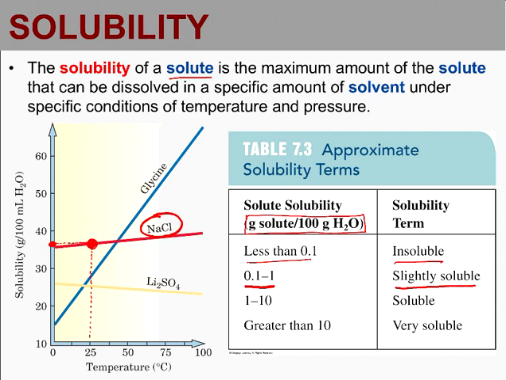If we have 1 to 10 grams that dissolve for every 100 grams, we say that it's soluble. And then if we have greater than 10 grams for every 100 grams, that's very soluble. So if we go back to our sodium chloride example, we said that about 37 grams of sodium chloride dissolve for every 100 grams of water. So we would say that that is very soluble.